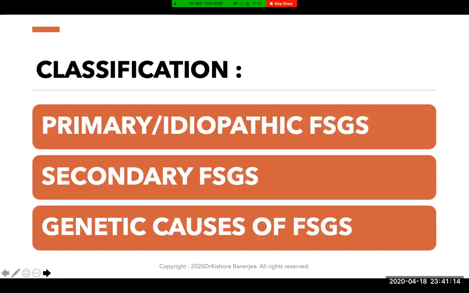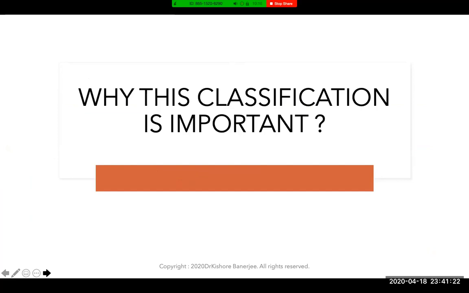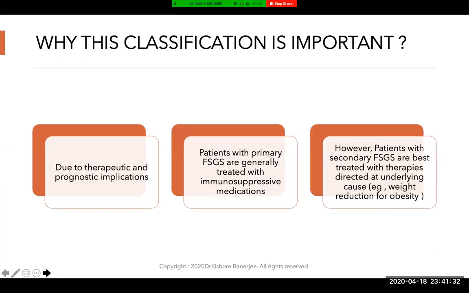Classification: there are three key types: primary, secondary, and genetic causes. There could be familial types also. Why is this classification important? Because they are treated differently from a management and therapeutic point of view, particularly the primary ones. Primary FSGS is usually treated with immunosuppressive medications, compared to secondary FSGS, which is usually treated by treating the underlying root cause.